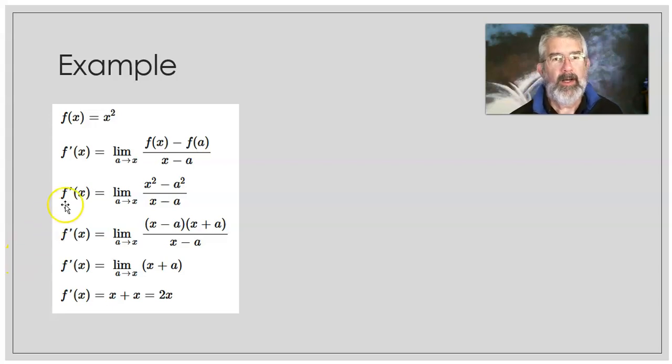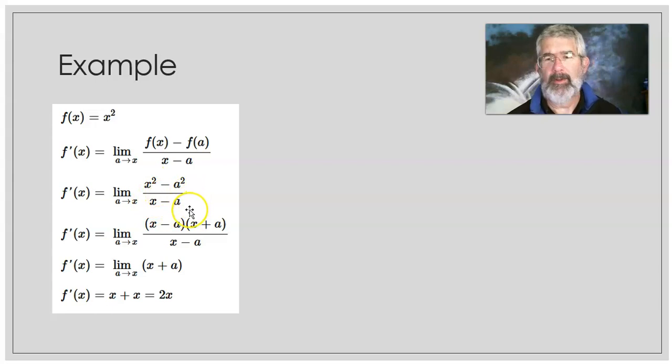So here we go. X squared. We've actually seen this one already, but we did it with the x plus h version of the definition. So here's what it looks like with this new definition. F prime of x would be the limit as a goes to x of f of x minus f of a, all divided by x minus a. This is just the definition. Now let's apply that to our function. F of x is x squared, f of a is a squared.